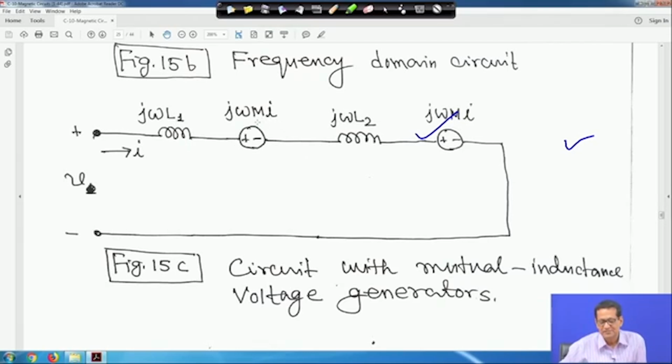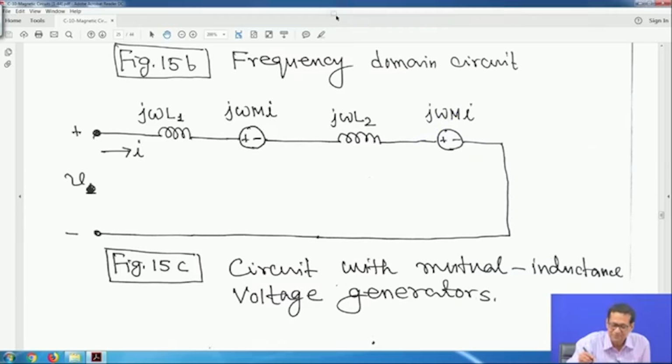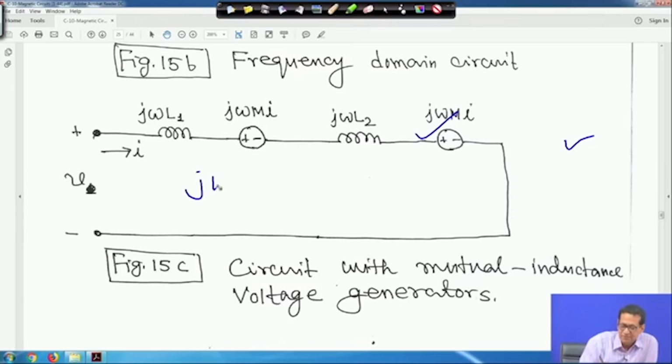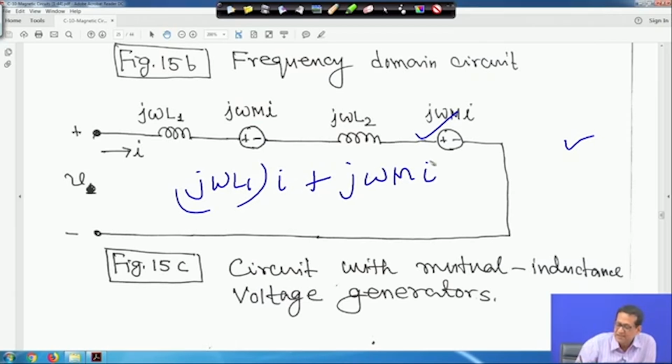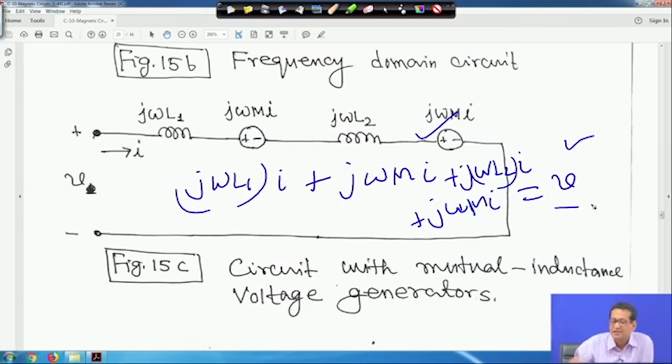This will be your voltage source. I am writing it for you. So if you write it here, it will be j omega L1 into I, plus j omega M I, plus j omega L2 into I, plus j omega M I, is equal to V. So you can find out what is I.